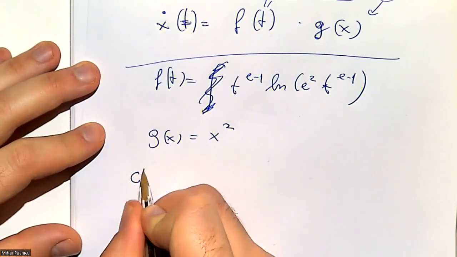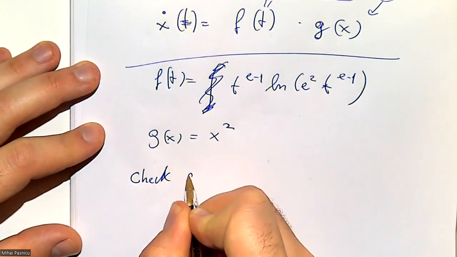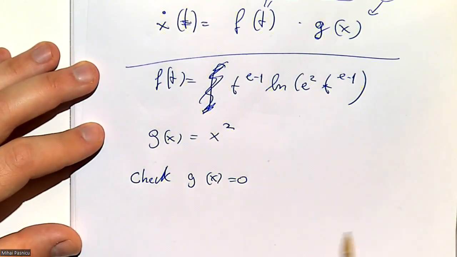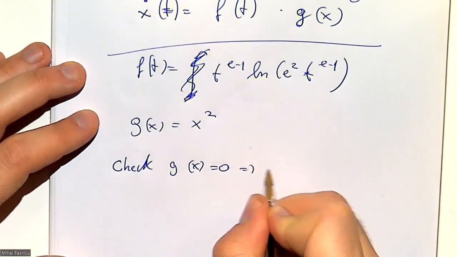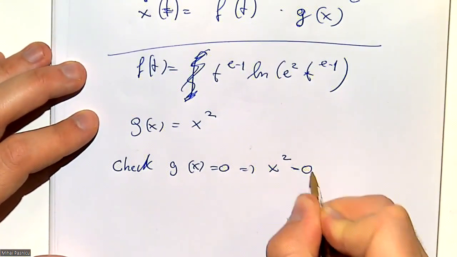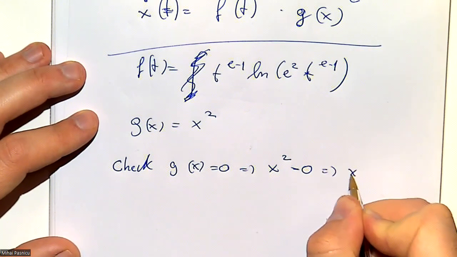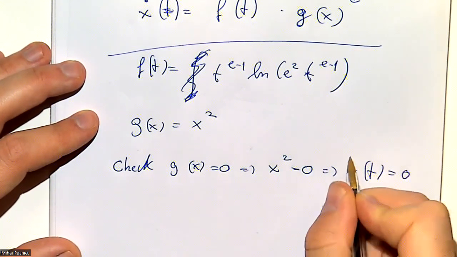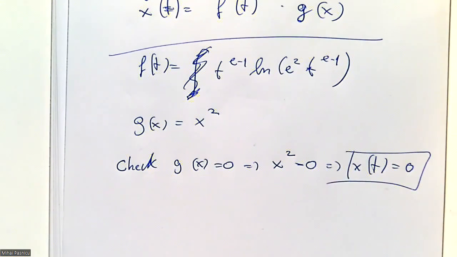The next step is check g of x is equal to 0. X squared is equal to 0. X of t is equal to 0. Boom. I have a solution. Do I do anything with it? Absolutely nothing, but at least I got a solution.